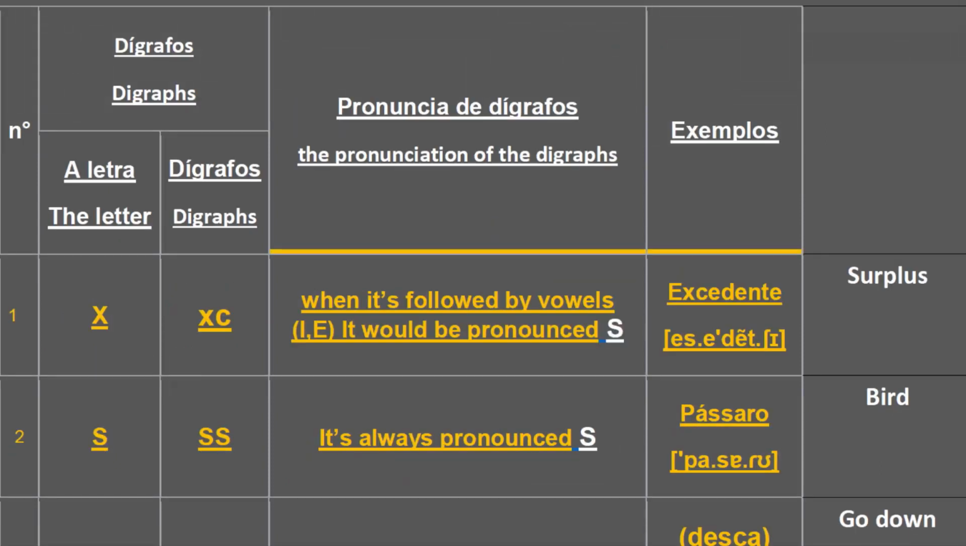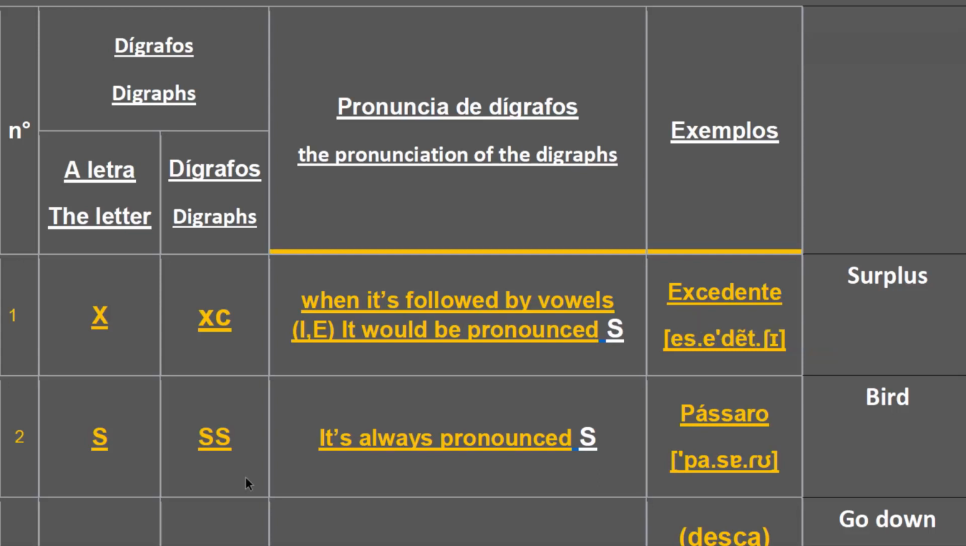Let's start with letter X, which is "xis" in Portuguese. Let's start with the digraph XC. When it's followed by the vowels E or I, it would be pronounced as S in Portuguese. The example that we have here is the word surplus, which means "excedente" in Portuguese. As you see here, the digraph XC is pronounced as S.